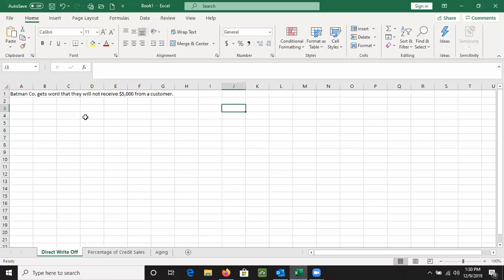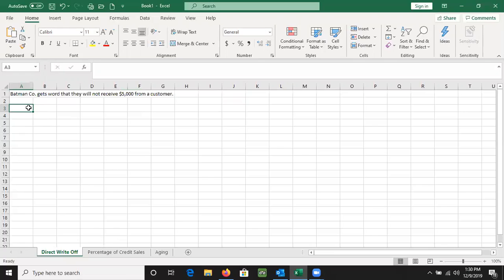Now, there are two big methods. One is the direct write-off method, which is what we're going to start off with. You see it down here. The other method is the allowance method, which has a few different ways of doing it. Two of those ways are percentage of credit sales and the aging method, the aging of receivables. We'll get to those when we get to the allowance method. For the direct write-off method, it's real simple.